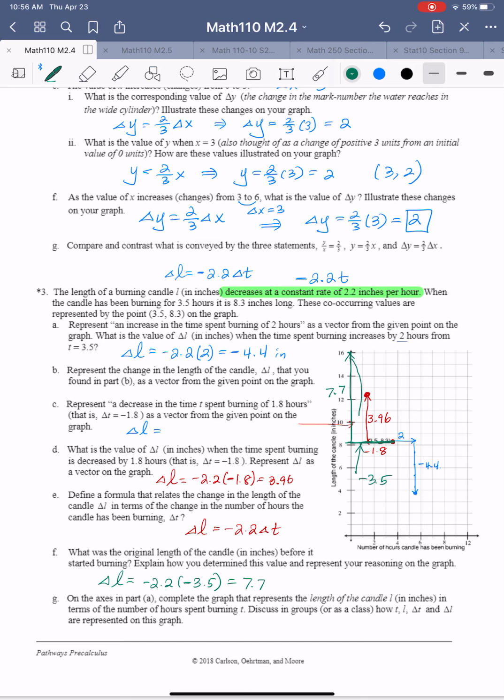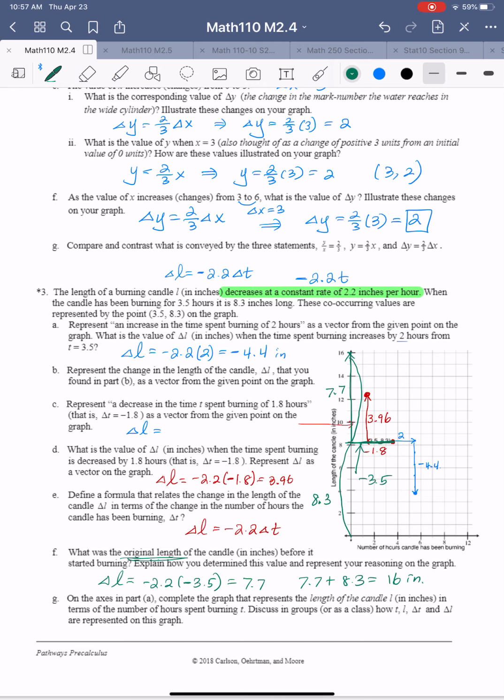This represents the 7.7, but we know that the length from the 0 is 8.3. Right? So if you answer for G, on the axis in part A, complete the graph of the represented length of the candle L in terms of the number of hours spent burning T. Oh, hold on a second. What am I saying? The original length. I should say the F here. So the original length is going to be the 7.7 added to the 8.3, which becomes 16 inches.